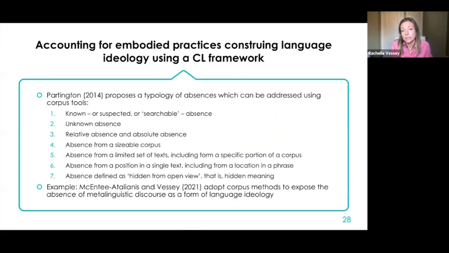And in terms of looking for what is highly frequent or of low frequency, we also have to consider absence. I see the time passing very quickly, so I won't go into detail here. But Alan Partington has proposed a typology of absences, which can be addressed using corpus tools. This has proven to be a really useful resource for me when I'm trying to account for what is present in the data and why it's present, according to what we know could have been present, because we can compare what is in our corpus against what is also in our corpus. And we can also compare our corpus against other corpora to try to account for what is happening.